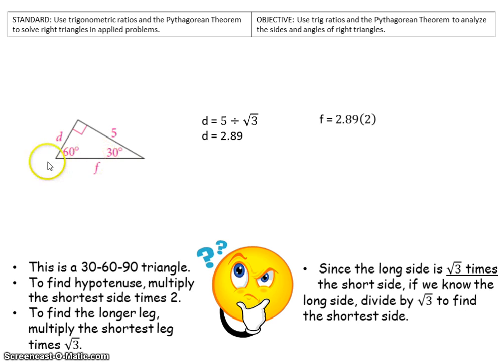And to find f, the hypotenuse, we just do 2 times that because the hypotenuse is going to be twice as long as the shortest side. So 2.89 times 2 is 5.77.